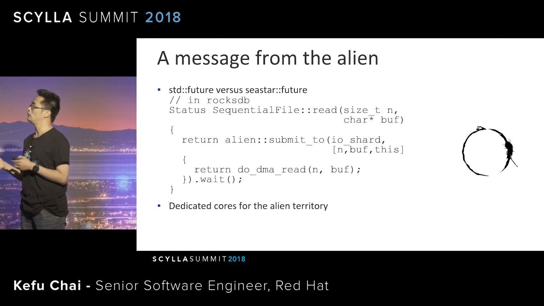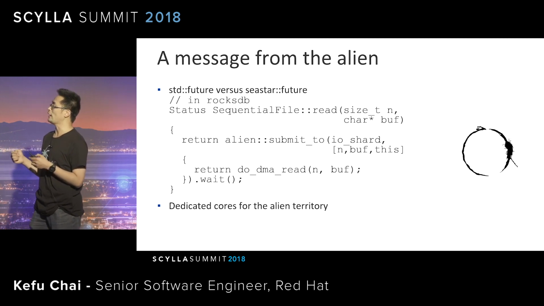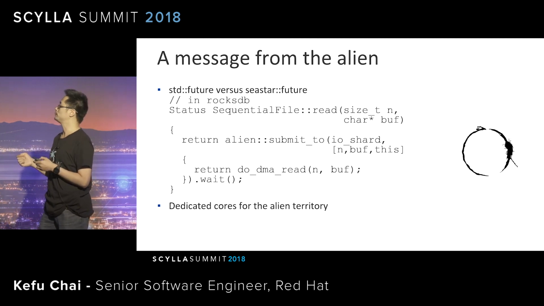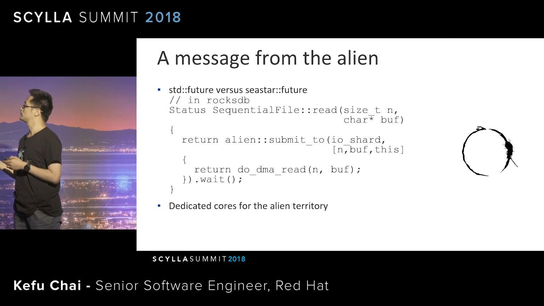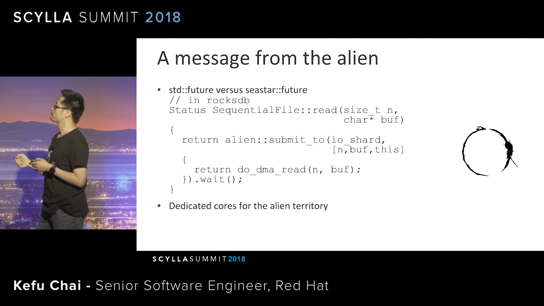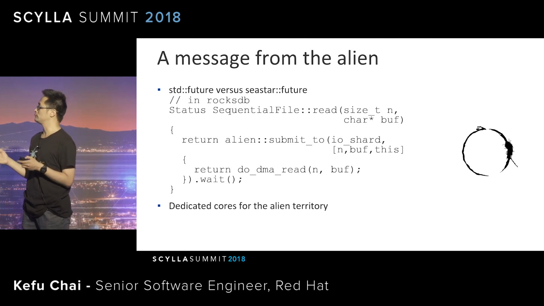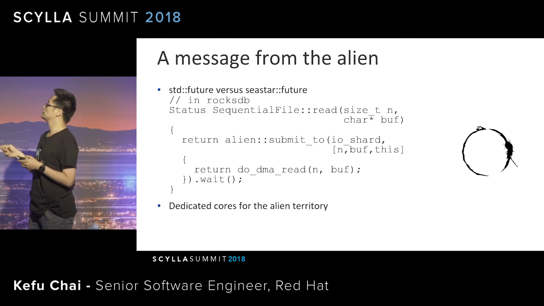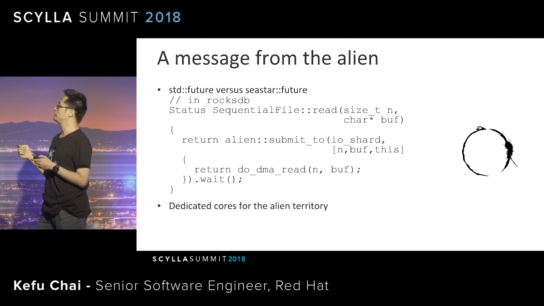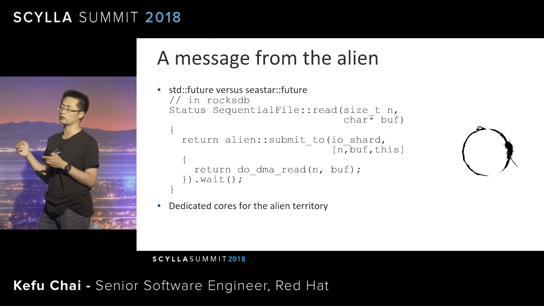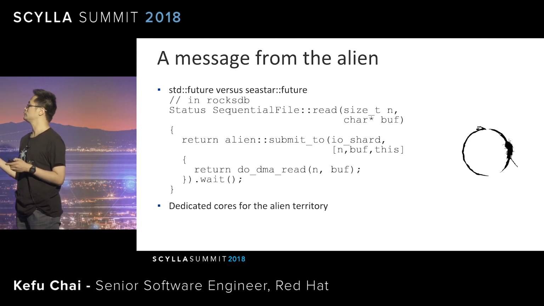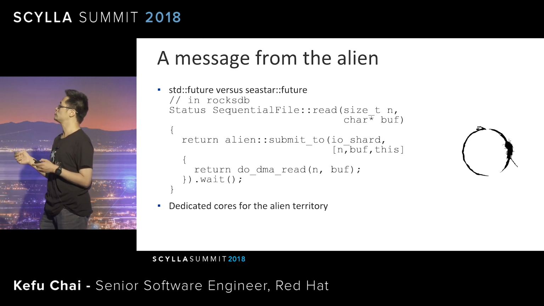So this is where I added an API to Seastar to fill the gap. In this case, I'm trying to implement a blocking call using Seastar DMA read. The sequential file read is an API that's supposed to be implemented by the developer using RocksDB, and it's a blocking call, while the underlying DMA read returns a Seastar future.